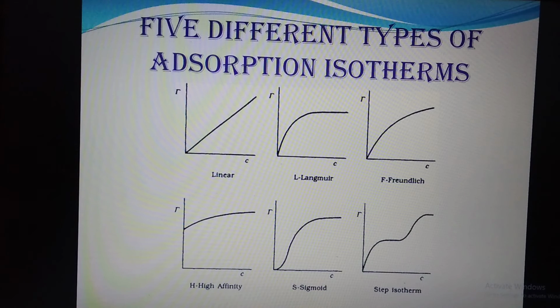Just don't consider the first one, linear. In this video I'm not going to talk about that, because we are going to see only 5 types. There are many types, but we have studied 5 things. So we will see about the 5: L (Langmuir), F, H, S, and step isotherm.